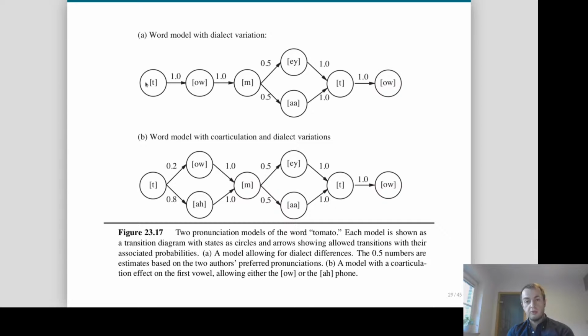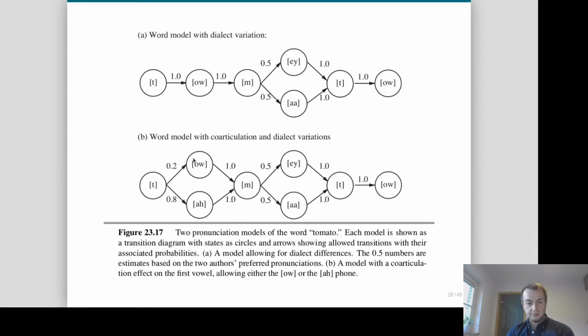in which, for example, you see that for the word tomato, if you consider dialect variations, there would be two ways to pronounce the word tomato, in this way or in this way. To be honest, I cannot tell you how you should pronounce this one or this one. I don't speak phones, but if you manage, I would be happy to know about that.